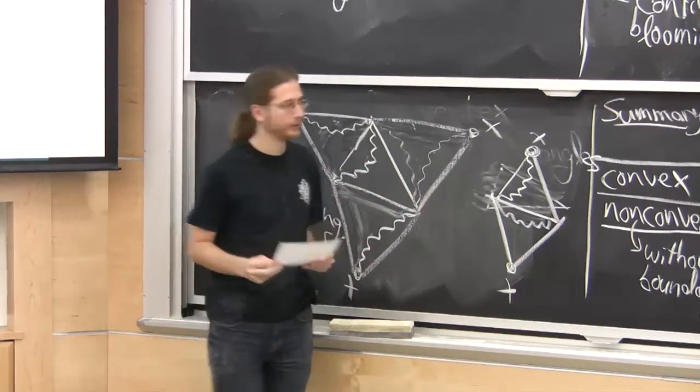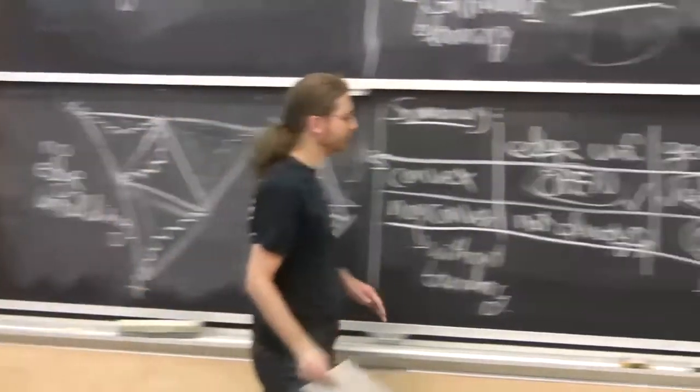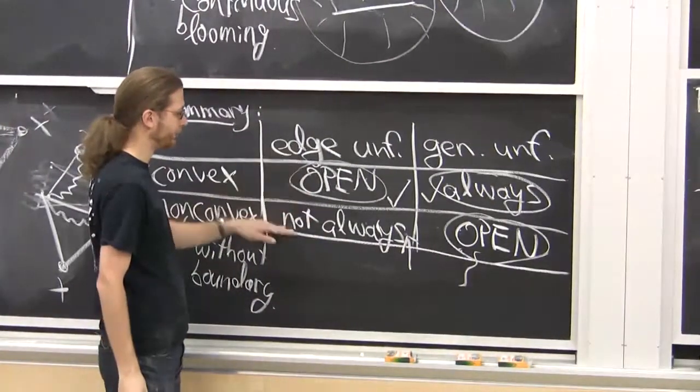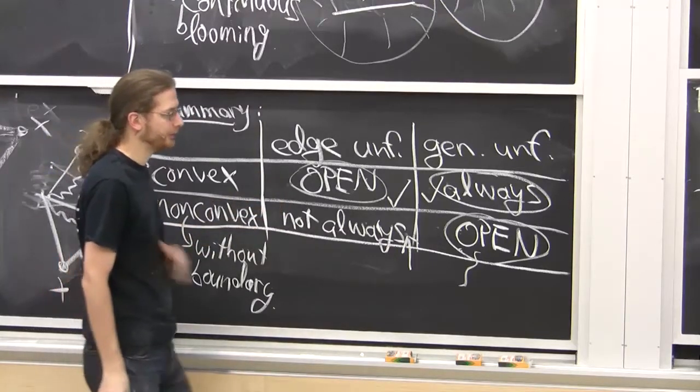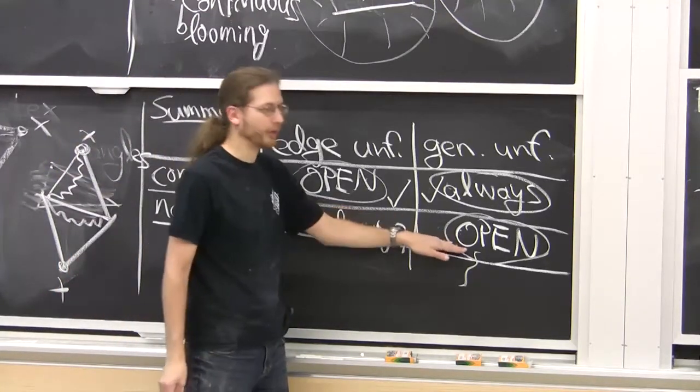And that is edge unfolding. We are not always edge unfoldable for general polyhedra, even topologically convex polyhedra. Next time we'll talk more about general unfolding of arbitrary polyhedra.